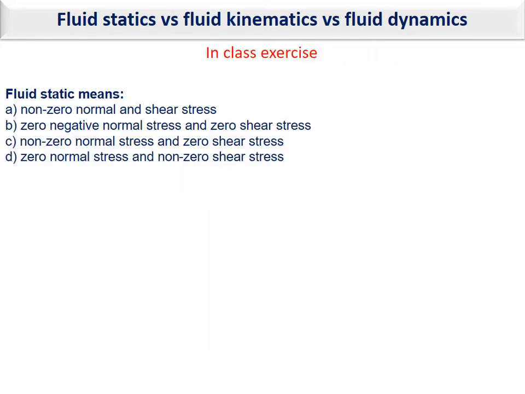There's an exercise here for you. Fluid statics means: A, non-zero normal and shear stress; B, zero negative normal stress and zero shear stress; C, non-zero normal stress and zero shear stress; D, zero normal stress and non-zero shear stress. You can stop the video here and think about the correct answer, and when you have an answer, you can replay the video. What do you think? Which one is correct?